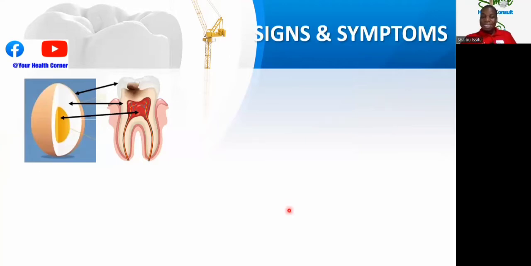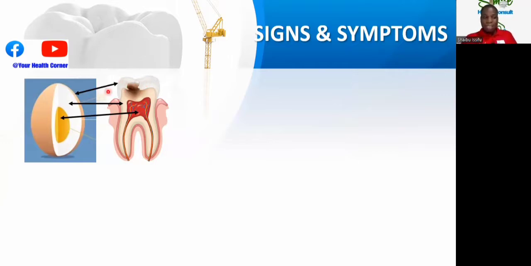Then let's look at the signs and symptoms. The tooth has 3 layers, just like an egg, and the sign depends on which layer the cavity is in. Now, if the cavity is in this white part, which I'm relating to the shell of the egg, then there is no pain because that part has no nerves. What you might see is that when you eat, food might enter there, and you get your toothpaste or any other thing, you remove it and you are fine.